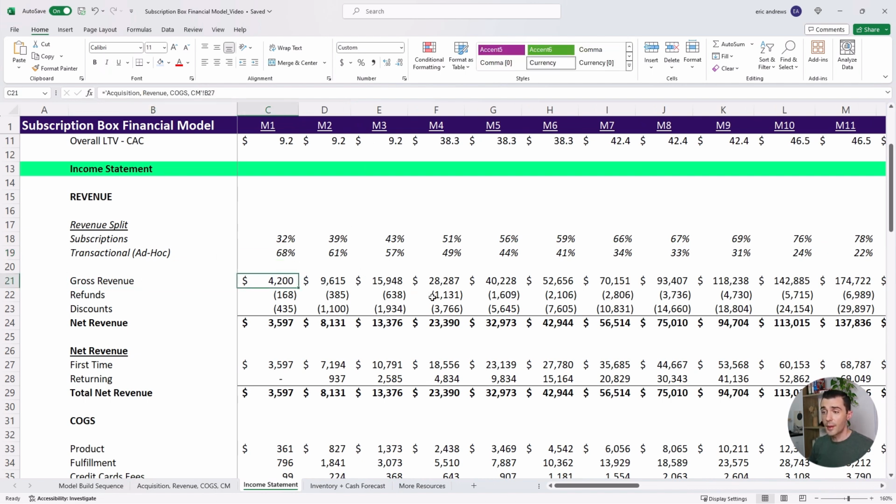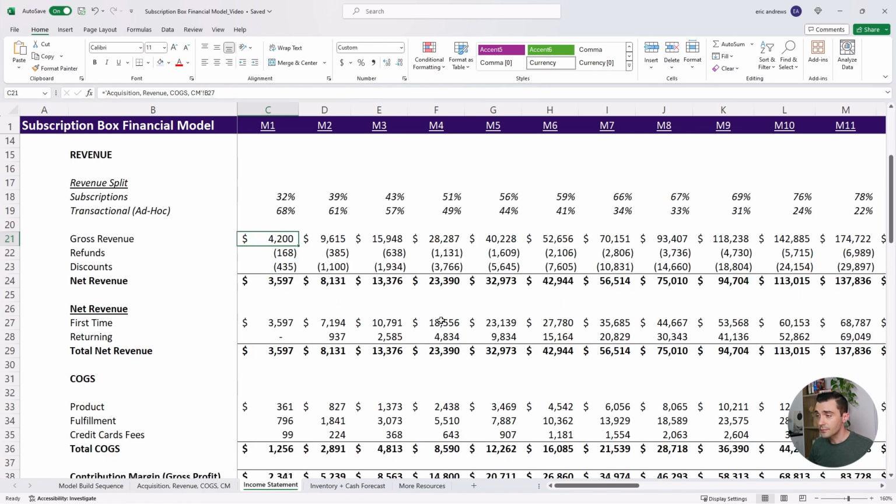Now, let's talk about gross revenue. I like to present gross revenue and net revenue so you can see the bridge that gets us from one to the other. So of our gross revenue, how much went out due to refunds or returns, and then how much of the revenue did we discount off? You see here gross revenue is 4,200 and then it gets to 36, and that's our net revenue.